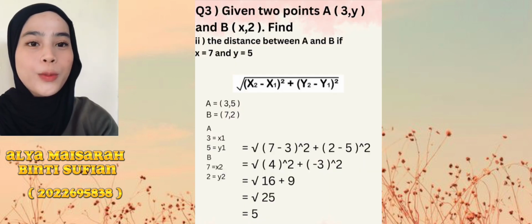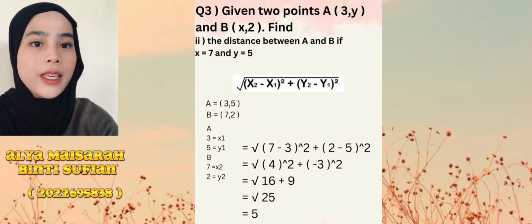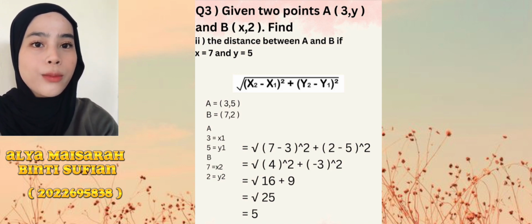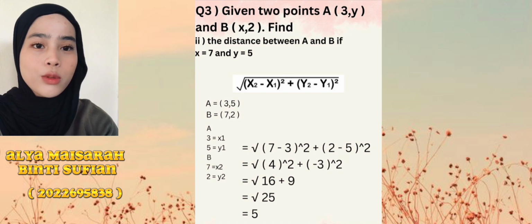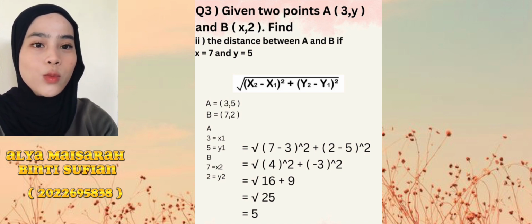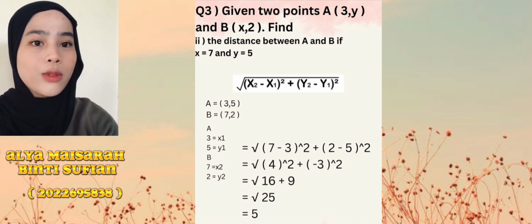Question 3, given 2 points A(3, y) and B(x, 2). Find the distance between A and B if x equal to 7 and y equal to 5. Use the formula square root of (x2 minus x1) to the power of 2 plus (y2 minus y1) to the power of 2. Y equal to 5, that means A is (3, 5), 3 as x1 and 5 as y1. X equal to 7, that means B is (7, 2), 7 as x2 and 2 as y2.